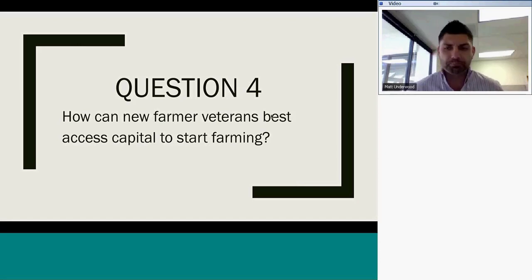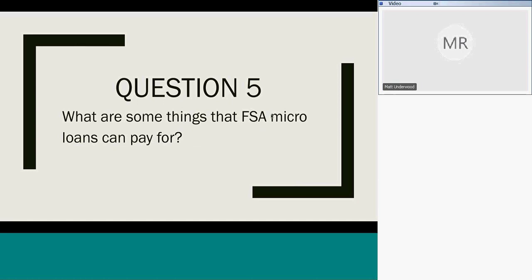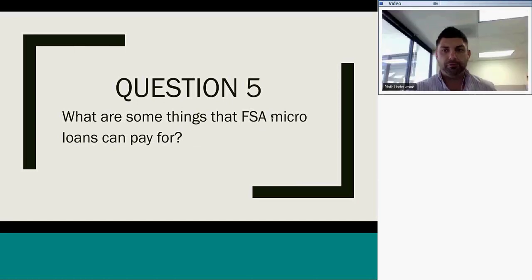What are your main needs? So the microloans can pay for things such as equipment. I can tell you what you can do: email that veteran's inbox and we can point you in the right direction and get the information over to you, because it'll give an overview of some of the things that it can pay for and what it cannot pay for. And keep in mind that different loan programs do different things. Again, it just depends on the needs and what you want to use it for.